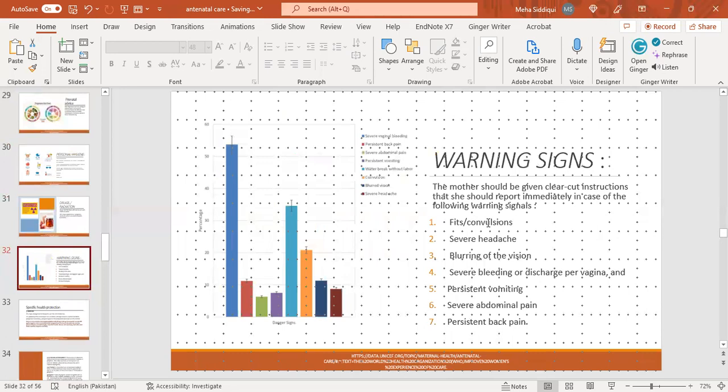Warning signs. The mother should be given clear-cut instructions that she should report immediately in case of the following warning signs: fits, convulsions, severe headache, blurring of vision, severe bleeding or discharge from the vagina, persistent vomiting, severe abdominal pain, and persistent back pain.